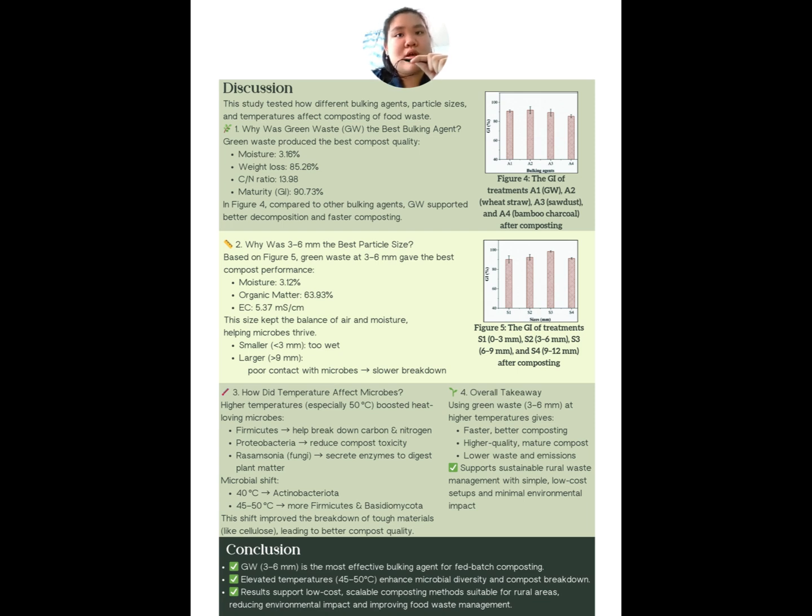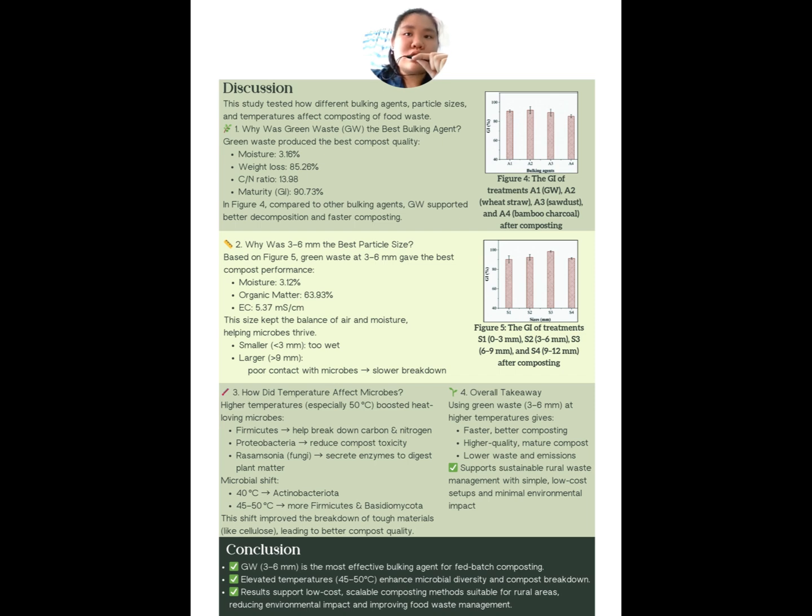Third, temperature had a major influence on microbial activity. At 50 degrees Celsius, heat-loving microbes like Firmicutes, Proteobacteria, and the fungus Thermomyces become dominant. These microbes are crucial for breaking down complex material like cellulose, improving compost speed and quality. We also observed a microbial shift from Actinobacteria at 40 degrees Celsius to Firmicutes and Basidiomycota at higher degrees Celsius.